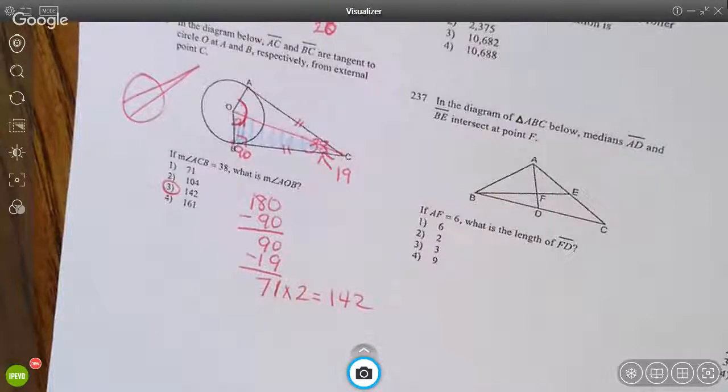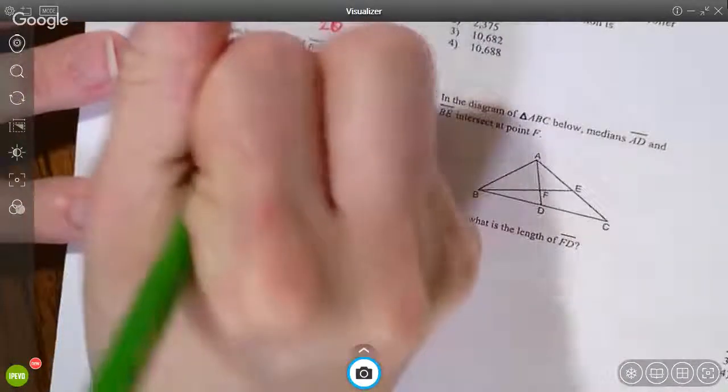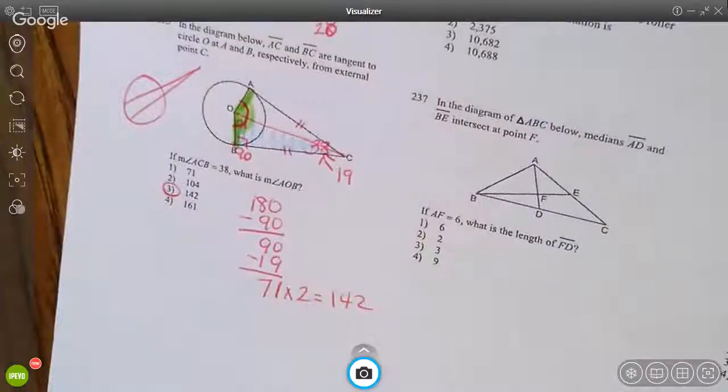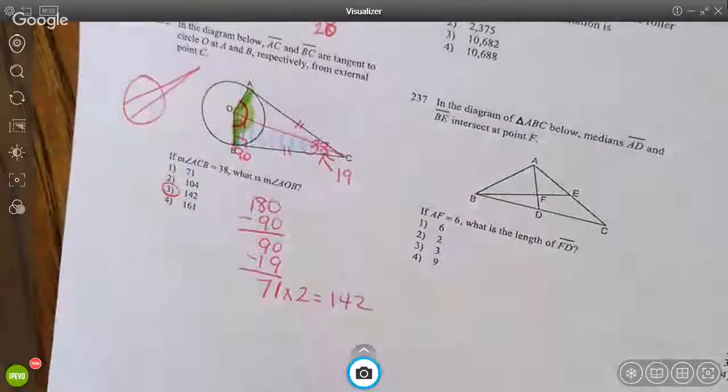So what are we trying to find? We're trying to find the green angle, AOB. This angle. What made you pull out 180? Because a triangle has 180 degrees. Yeah, we know. Okay.